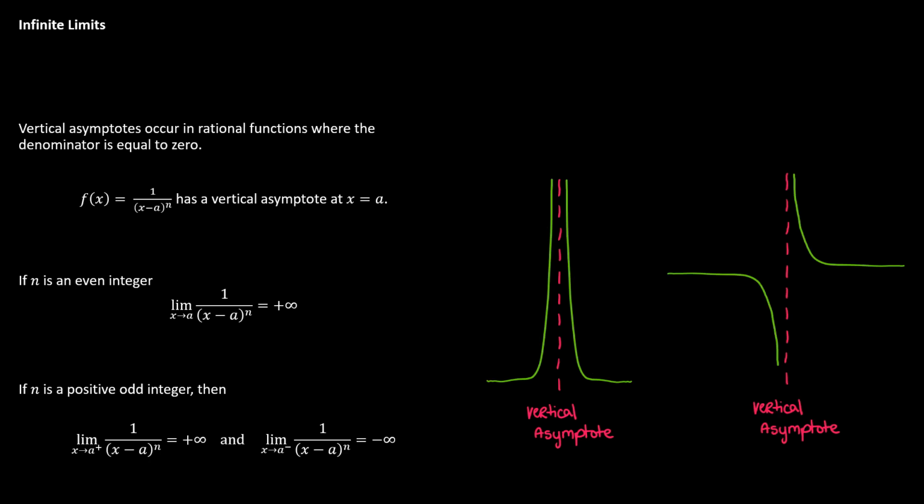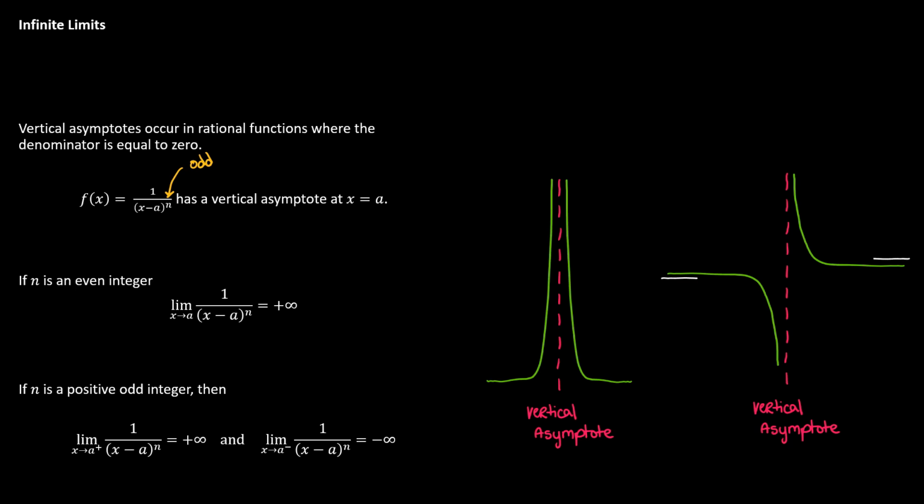Now what about if that function, f of x, has an exponent in the denominator that is odd? So rather than an even exponent, what if we have an odd power down there? Well, that produces different function behavior. In this case, the function would look like the second graph that you see on the screen. We have the vertical asymptote in a dashed line, and the function is in green.